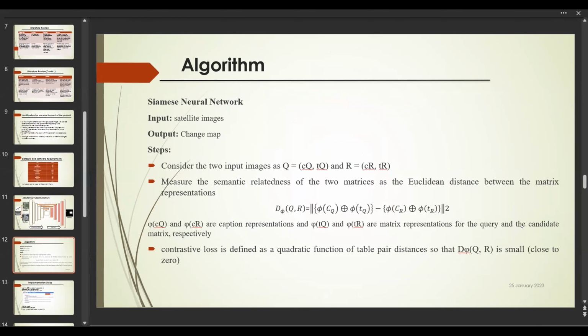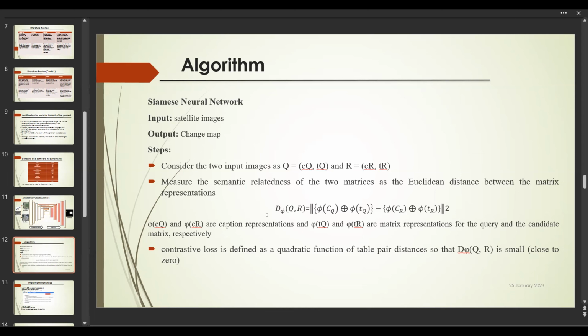In the base paper we considered, they use the clustering process, and here we are using the Siamese neural network algorithm. So for this algorithm, first we send the two input images. These Q and R are the input images, which are in vector form, and then we send these input images to the convolution neural networks.